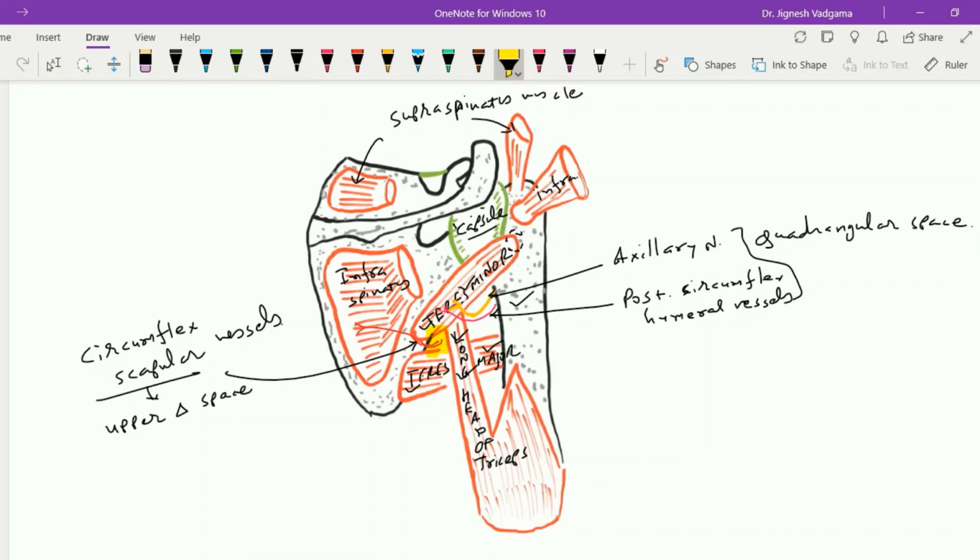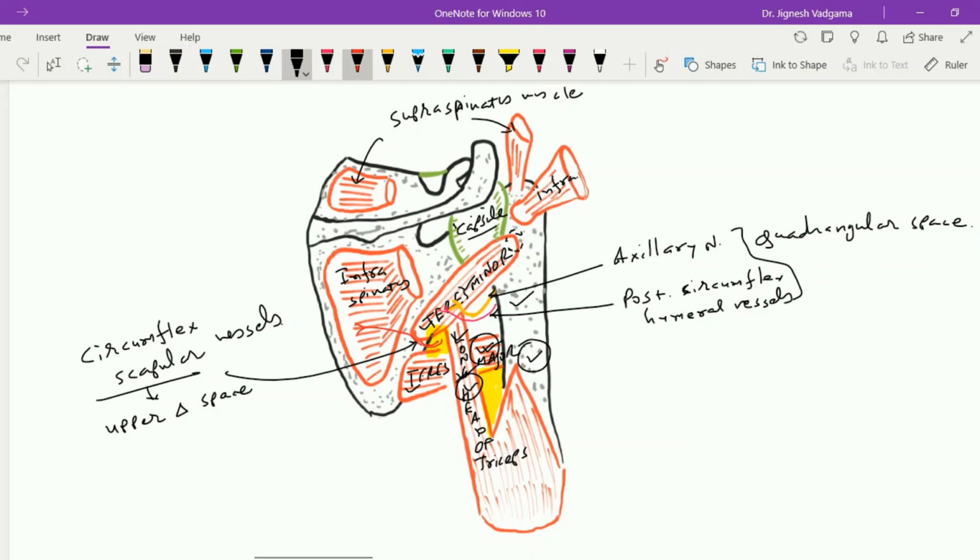One more space is going to form at the lower area, and this is called the lower triangular space. And this lower triangular space is going to be formed by the shaft of the humerus on the lateral side, the long head of the triceps on the medial side, and the teres major muscle above.